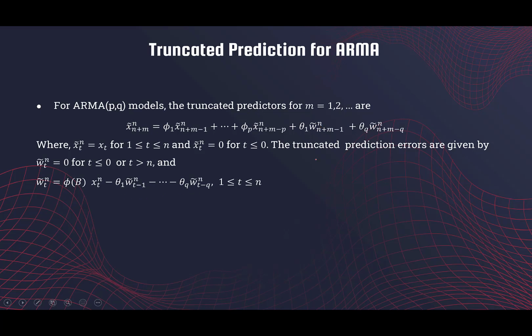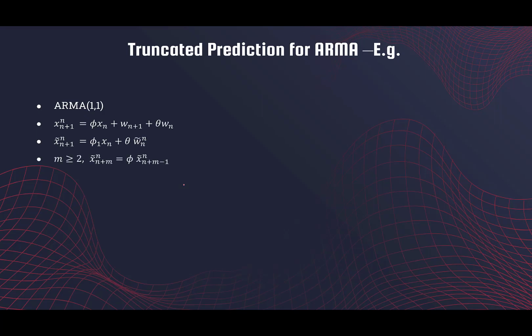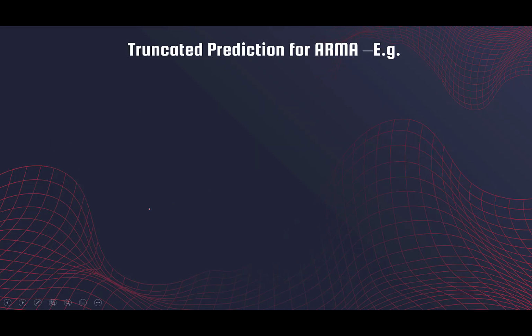Basically, it comes from this equation. So let's just look at an example. It's easiest to figure out what's happening with an example. So we have an ARMA(1,1) model here. This is just the basic ARMA model equation. So for m is equal to 1, we have this. Let's keep all of this.